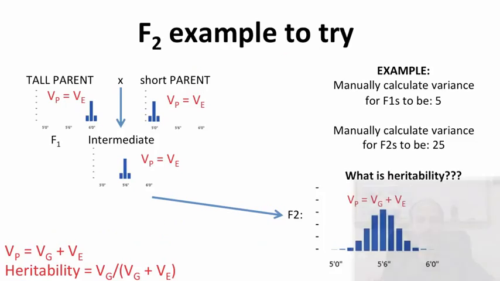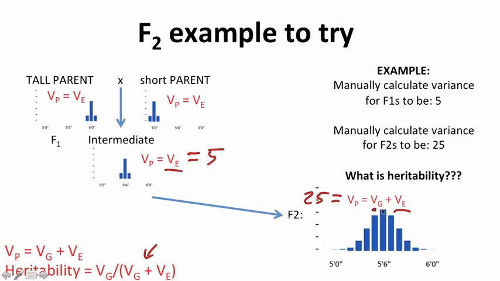So let's try this out. Here are some examples. Let's say you manually calculate the variance in the F1s to be 5. So here, this number is equal to 5. You manually calculate the phenotypic variance here in the F2s, and you calculate that to be 25. So what is the heritability? Well, I have the formula right here. Heritability is VG over VG plus VE. Well, we know VE. VE is 5. And we're assuming the same VE here as over here. So we're assuming the environment is basically the same in the F1 as it was in the F2.